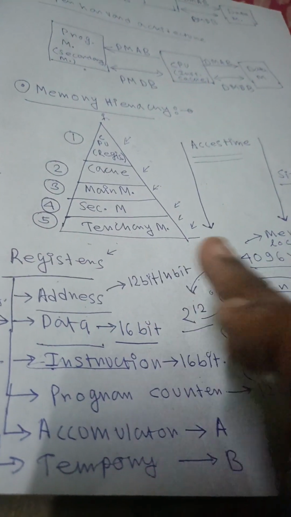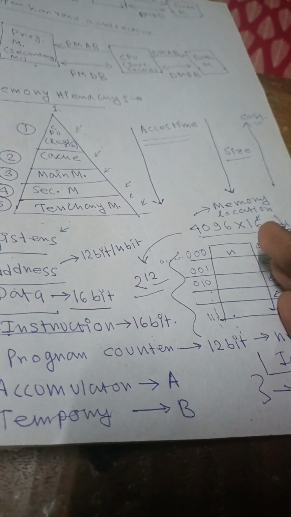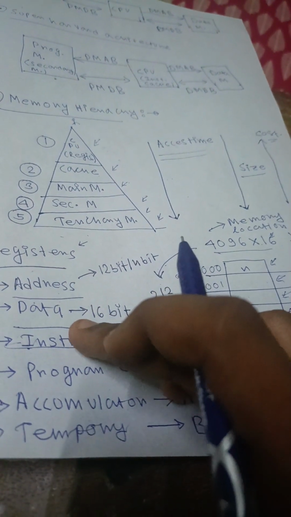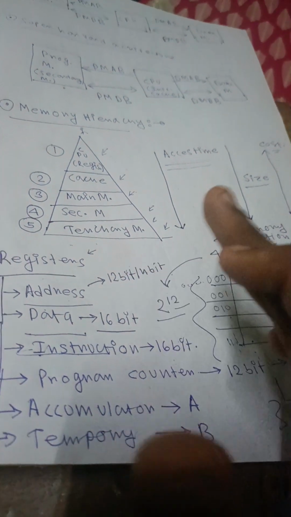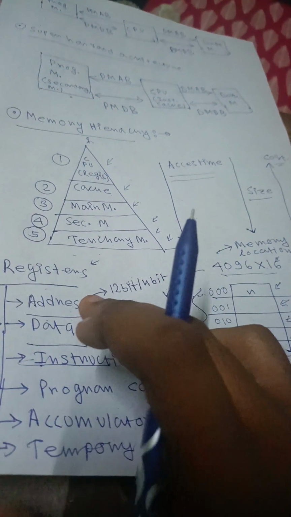So it shows how much data the register can store. It is represented by data registers, that is 16 bits.